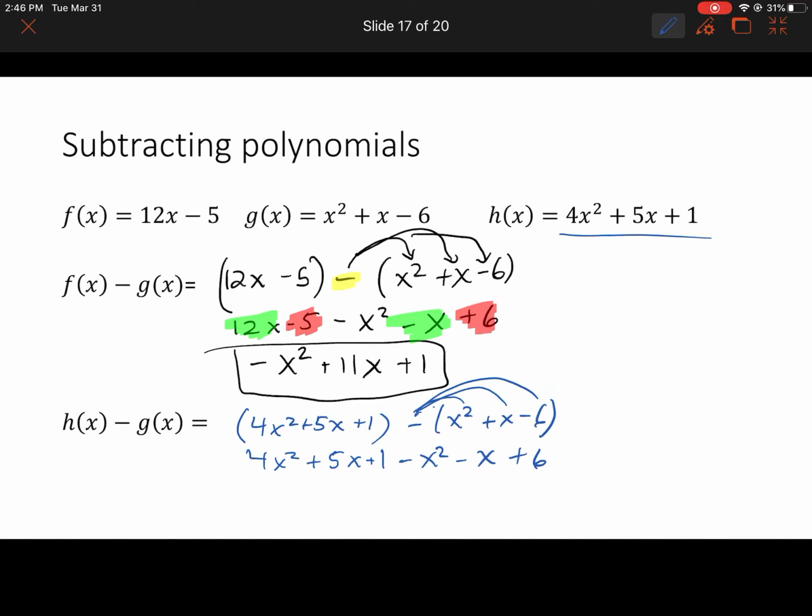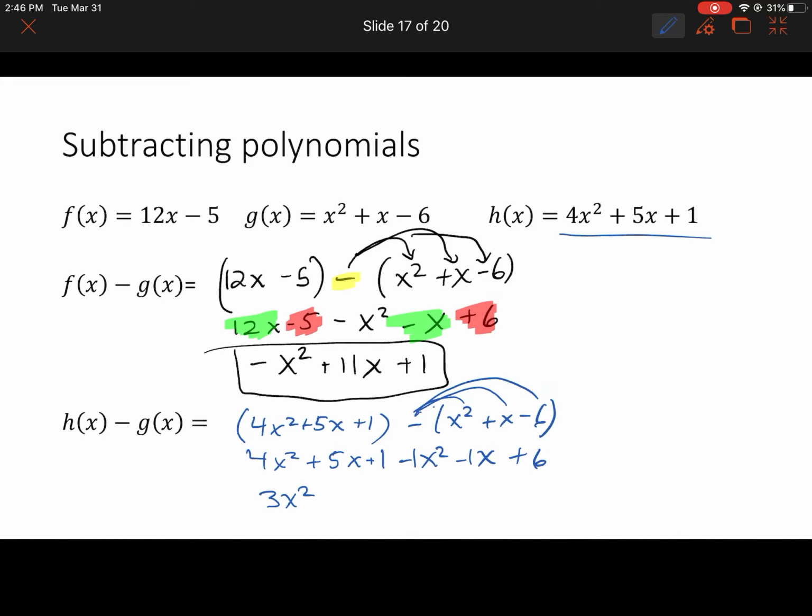Yeah, and it's the same thing as before. We have 4x squared plus 5x plus 1, and minus x squared minus x plus 6. We're going to go ahead and combine the like terms, starting with the highest degree terms. That means that 4x squared and the negative x squared get added together. That's going to be 4 minus 1, so it becomes 3x squared. Remember, there's a 1 in front of there, even if you don't see it.